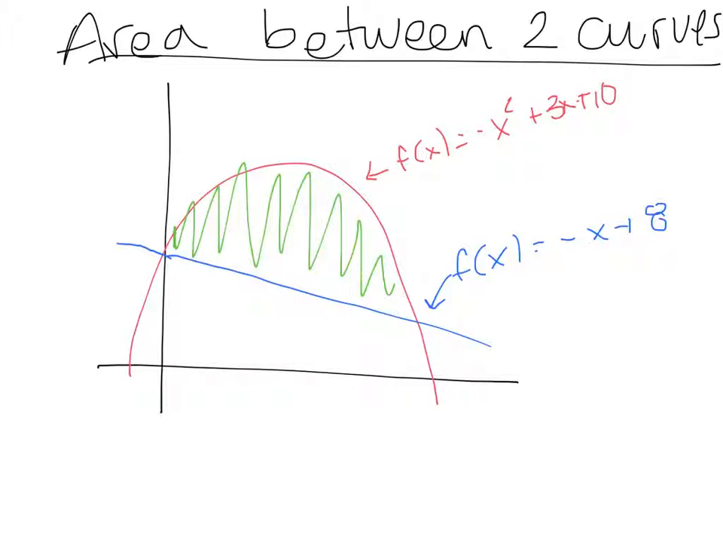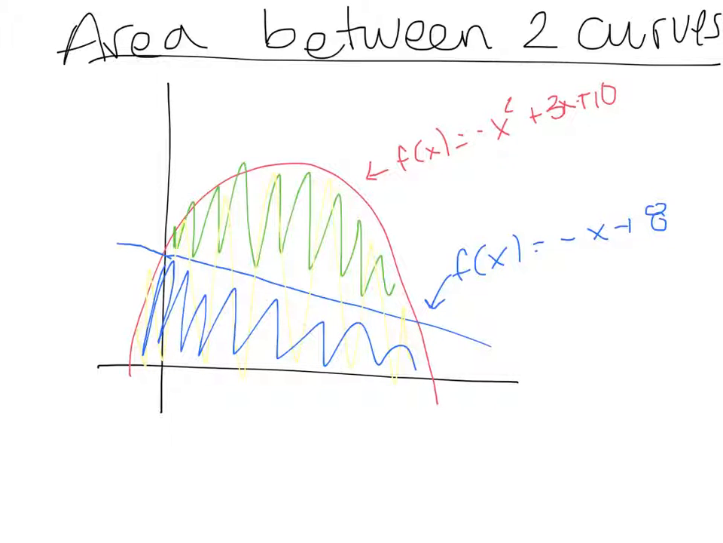Essentially what I need to do is figure out the area just under my parabola. So if I do that area in yellow, I need to figure out what this entire area would be, and then I need to subtract the area just from the line, and then I'd be left with the area in green.